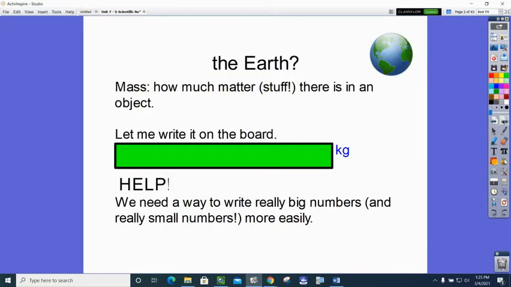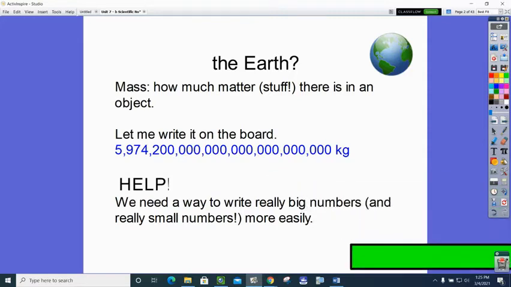So I'm going to start by talking about the mass of the Earth. We need to remember that mass is how much matter there is in an object, how much stuff. It's not the weight, it's how much matter is in the Earth. I went out and Googled it, and here is the mass of the Earth. Holy cow. 5 septillion, 974 hextillion, 200,000 quintillion kilograms. Just to let you know, a kilogram is kind of like a small bag of onions if you go to the grocery store.